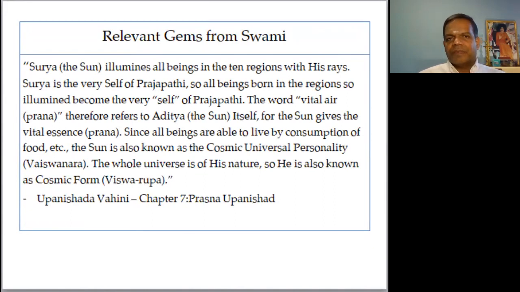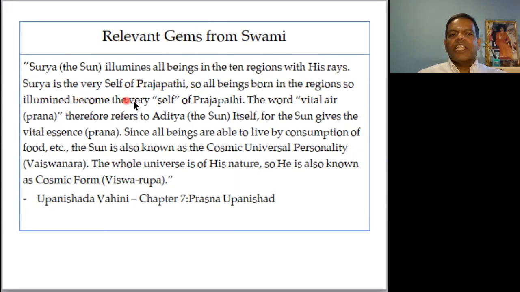About the sun. Surya, the sun, illumines all beings in the 10 regions with his rays. Abhito dikshu. Ten regions means eight directions plus above and below, from everywhere. The sun illumines all beings in the 10 regions with his rays.